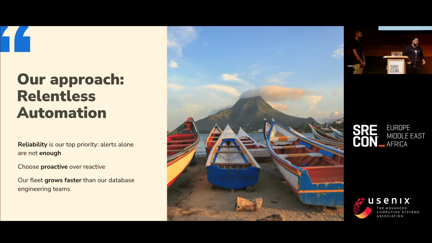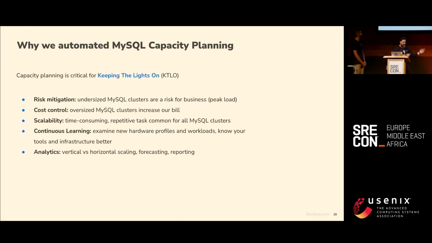So for that, we rely 100% on automation. If we can automate it, we need to do it. Because remember the scale. We have more than 10K servers running MySQL, and we have only 20 SRE DBAs to handle that fleet. So basically, the fleet grows faster than the SREs. So we need automation. And now going back to Ioannis, who is going to go deeper into capacity planning.